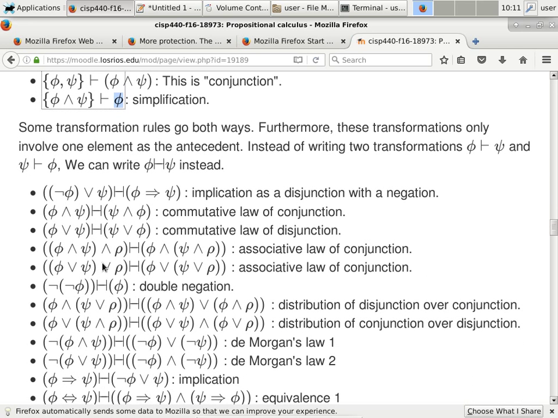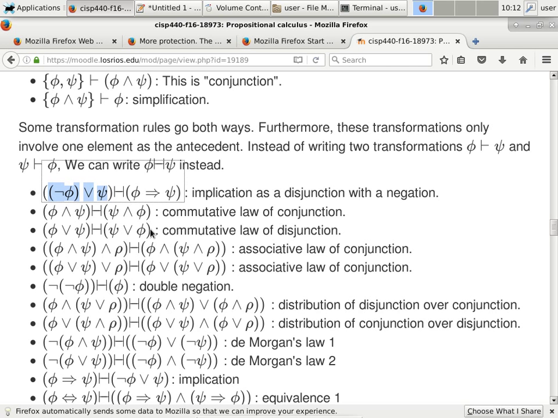Sort of, okay? And some transformations can go both ways. So when you look at this particular symbol here, it is basically saying it goes in one way, but it also goes the opposite direction. In this case, this is kind of the definition of implication. So phi implies psi is exactly the same thing as not phi or psi. We talked about it a little bit earlier in class. But in this case, we can say one infers the other and also the other way around.